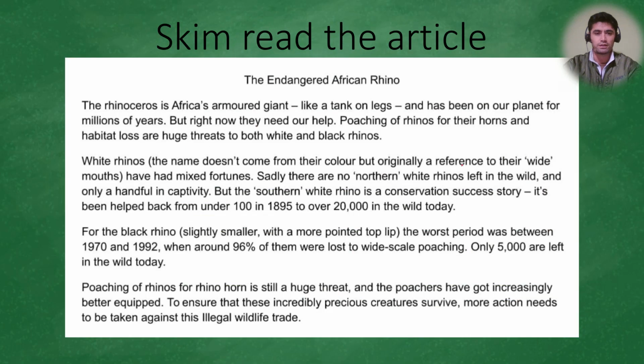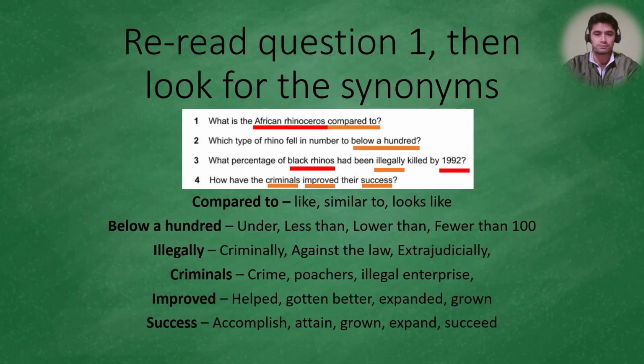Now let's move on. Here is the reading passage. As you can see, it's not very big. The main thing we need to do is to skim read the article. The title is The Endangered African Rhino. Now let's skim read the title first. Alright, let's reread question number 1, then look for the synonyms from the passage.